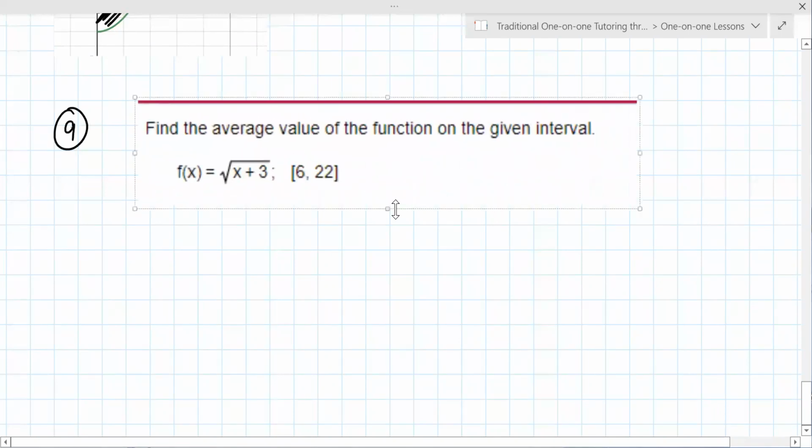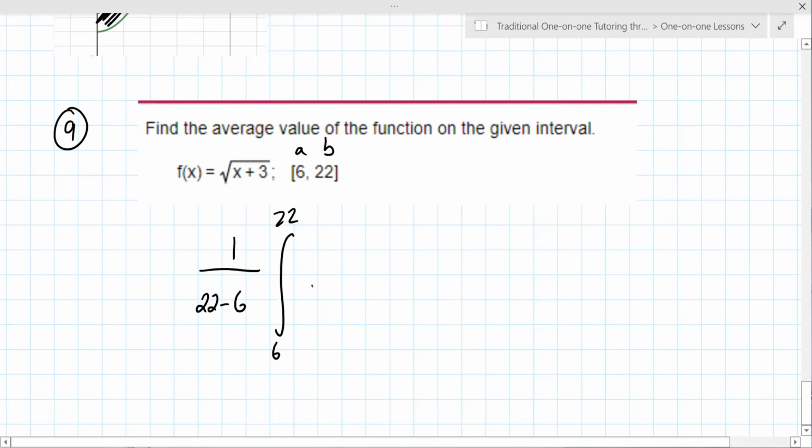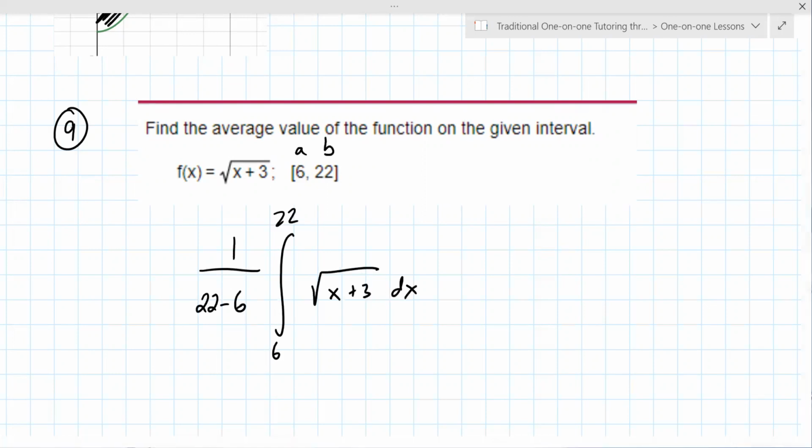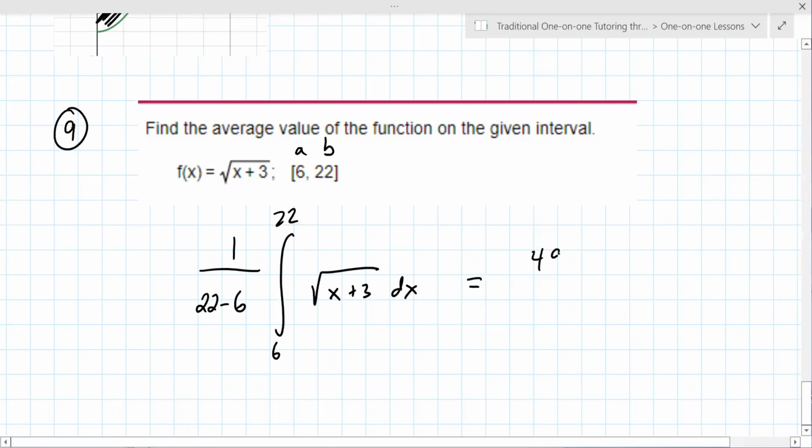Okay, so find the average value of the function. So it's 1 over 22 minus 6, that's the b minus a, from 6 to 22 of square root of x plus 3 dx. And then I just go to a calculator, and I mean, these can be done by hand. It's just a matter of time. I think we talked about that a little bit in previous lessons. I'm sure there's things that you do in work or personal that are just a function of saving time. The answer is 49 over 12.